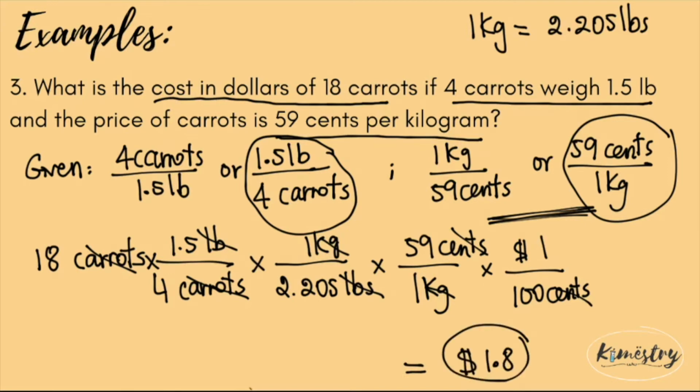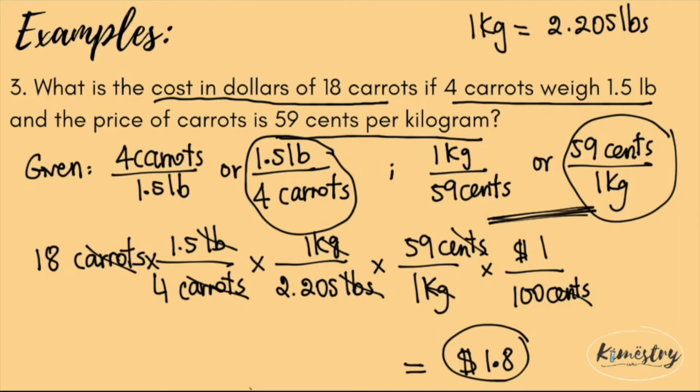I've got questions like, can I start with 4 carats per pound or 1 kilogram per 59 cents and stuff like that? You can, but you need to make sure that the unit is going to cancel out and what you want is going to be like the unit on the top.